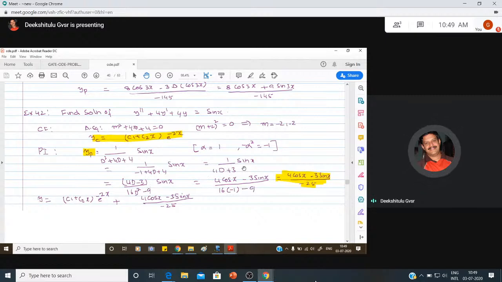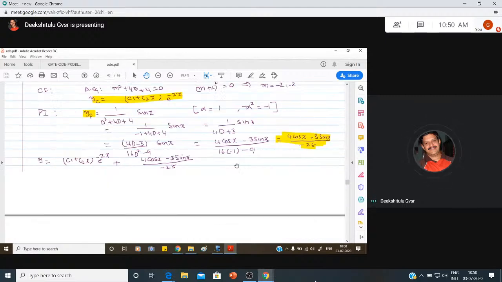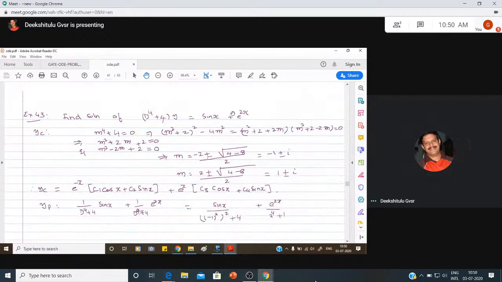What I can do is replace D square by minus alpha square, but we don't have D square here. So to get a D square here, we multiply numerator and denominator by 4D minus 3. So this becomes 4D minus 3 by 16 D square minus 1. Then you can replace D square by minus 1. So in the numerator we have 4D minus 3, operating on sin x. D is the derivative of the function. So 4D means 4 into the derivative of sin x, that is 4 cos x minus 3 sin x. That's how we do it.